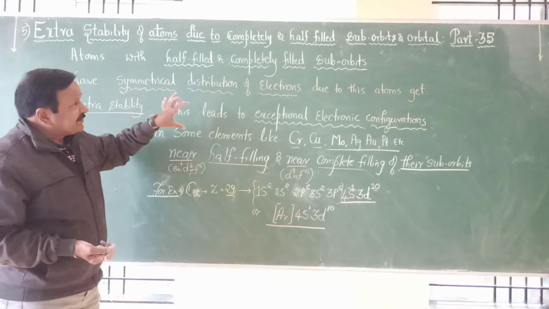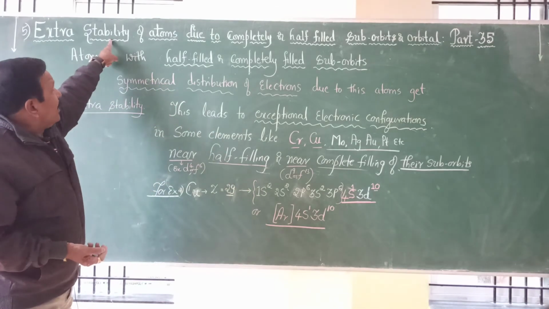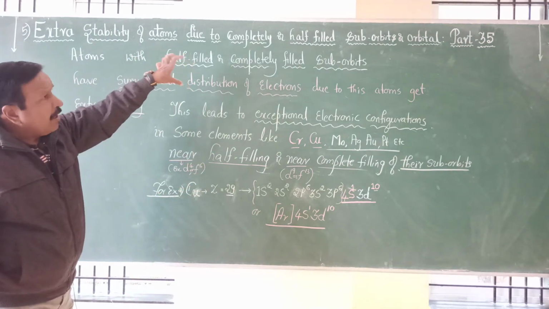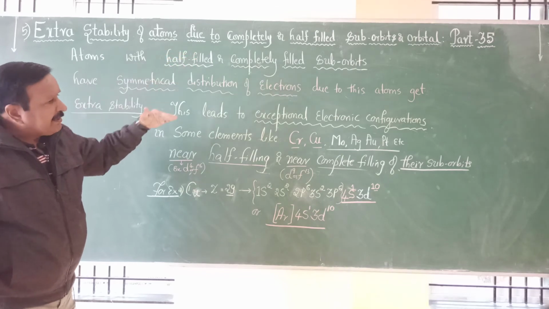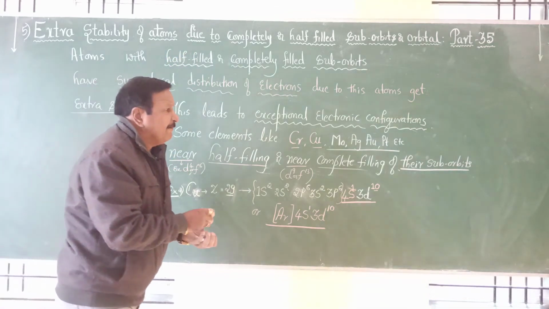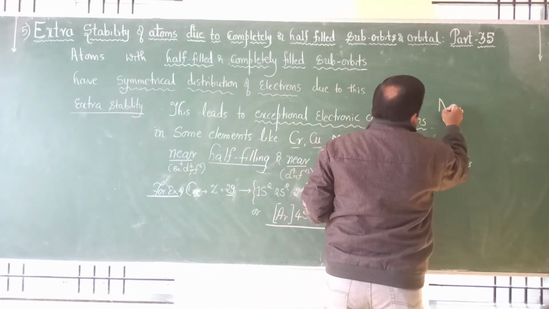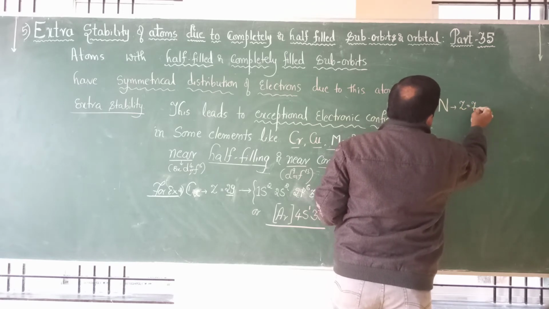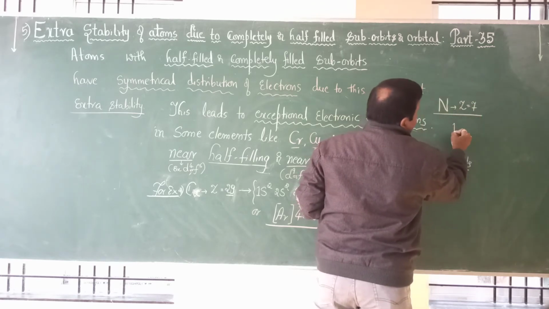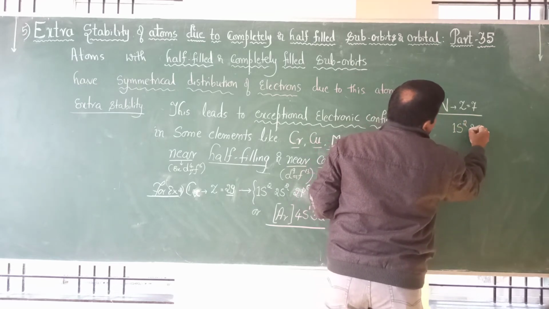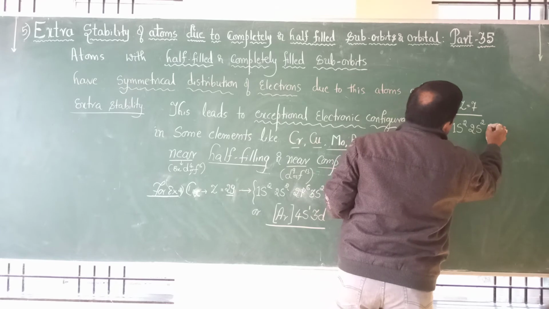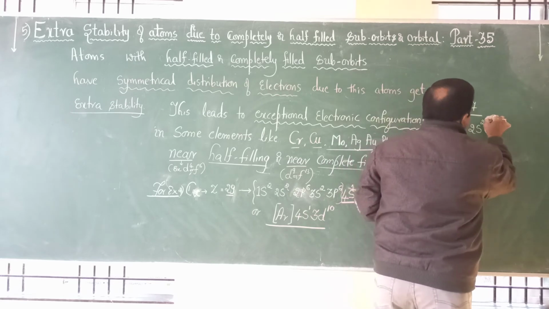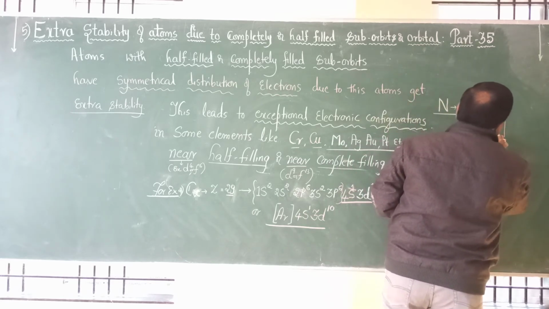So hence, dear students, remember, stability of atoms will be more when they are completely half filled or when they are completely filled. The best example for you will be nitrogen, Z is equal to 7. It will have electronic configuration 1s2, 2s2 and 2p3. So the p orbitals are completely half filled.